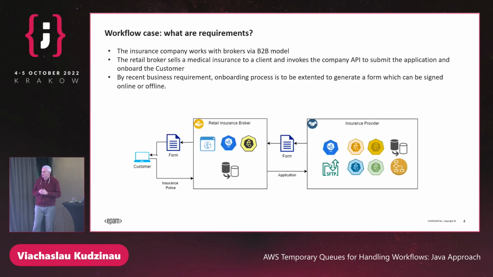So first of all, the business case. What are the requirements? The first question everybody asks when you get the story for implementation is: what are the requirements? High-level view. The case is that an insurance company works with brokers. We are a B2B model, meaning that the insurance provider works with brokers, other companies, and does not work with retail customers. Then the retail broker sells a medical insurance to a client and invokes the company API just to submit the application and onboard the customer.